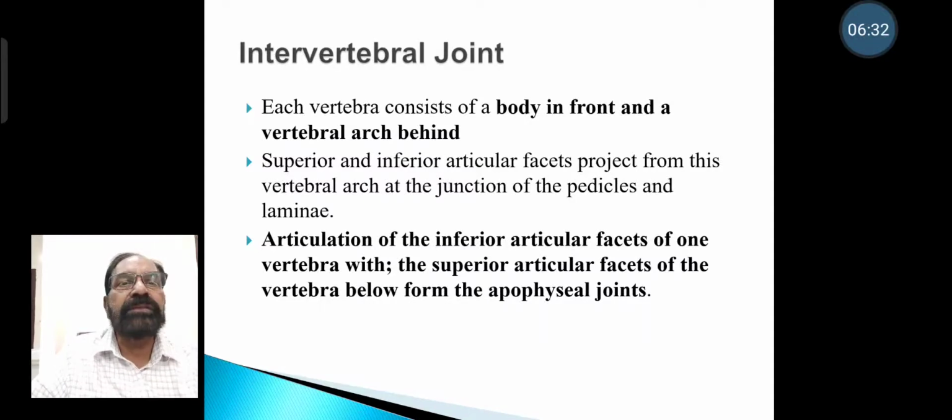Each vertebra consists of body in front and vertebral arch behind. Superior and inferior articular facets project from this vertebral arch at the junction of the pedicle and the laminae. Articulation of the inferior articular facets of one vertebra with the superior articular facets of the vertebra below form the apophyseal joints.